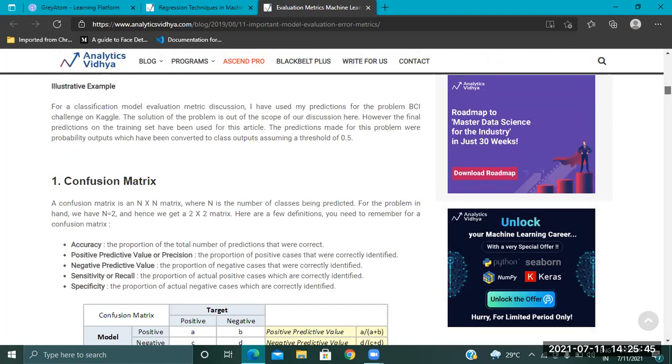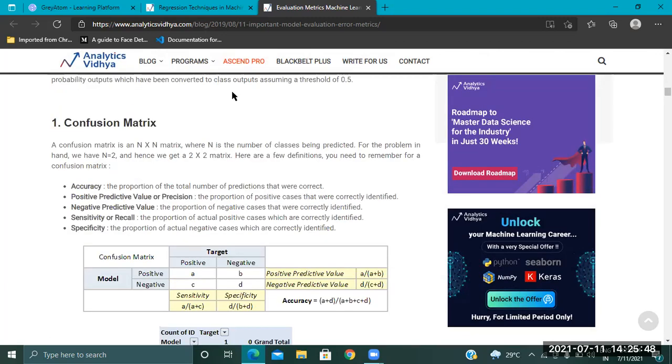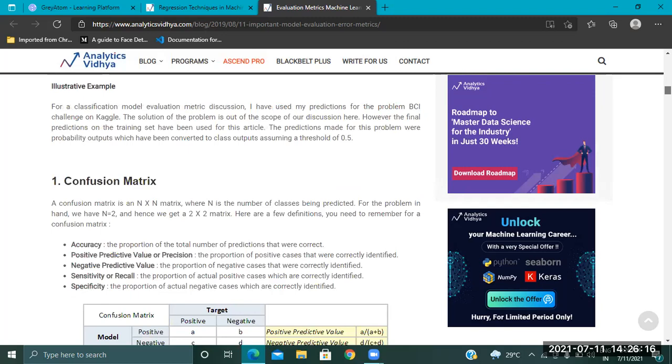So what do you mean by confusion matrix? A confusion matrix is nothing but an n cross n matrix, so it depends upon the data. Let us assume n cross n equals 2 cross 2 for this problem. So what do you mean by accuracy? Accuracy is nothing but the proportion of the total number of predictions that were correct. By using the confusion matrix, we will show our output.